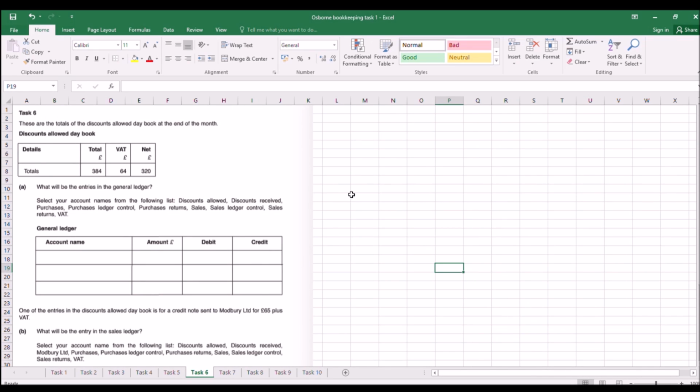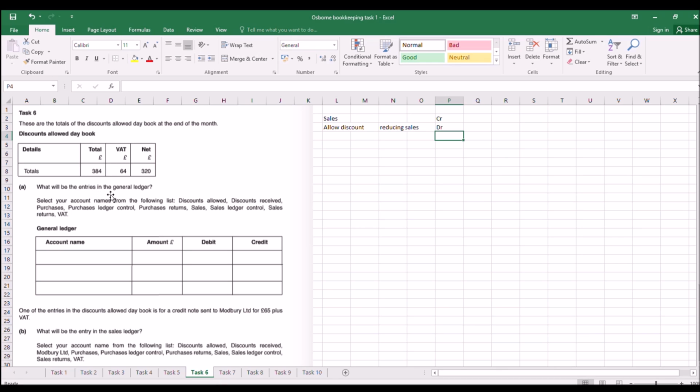Right, task number 6. Okay, these are the totals of the discounts allowed daybook at the end of the month. So we've allowed some discounts. What is a discount allowed then? Well, we made some sales and we allow a discount, so we're sort of reducing our sales. If sales is a credit, then just get set for the idea that this is going to be a debit.